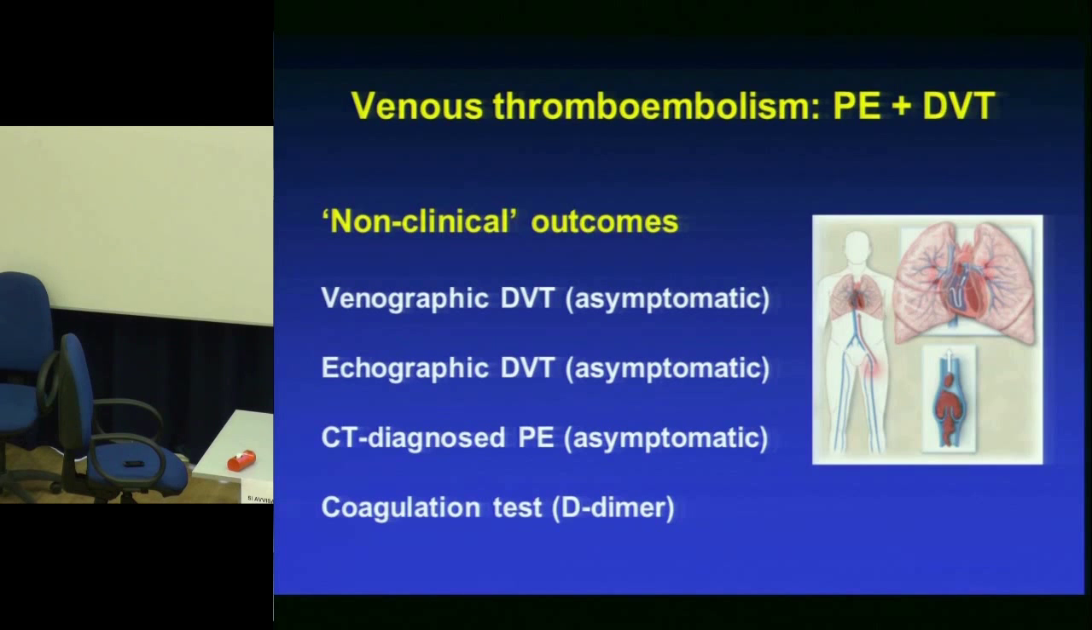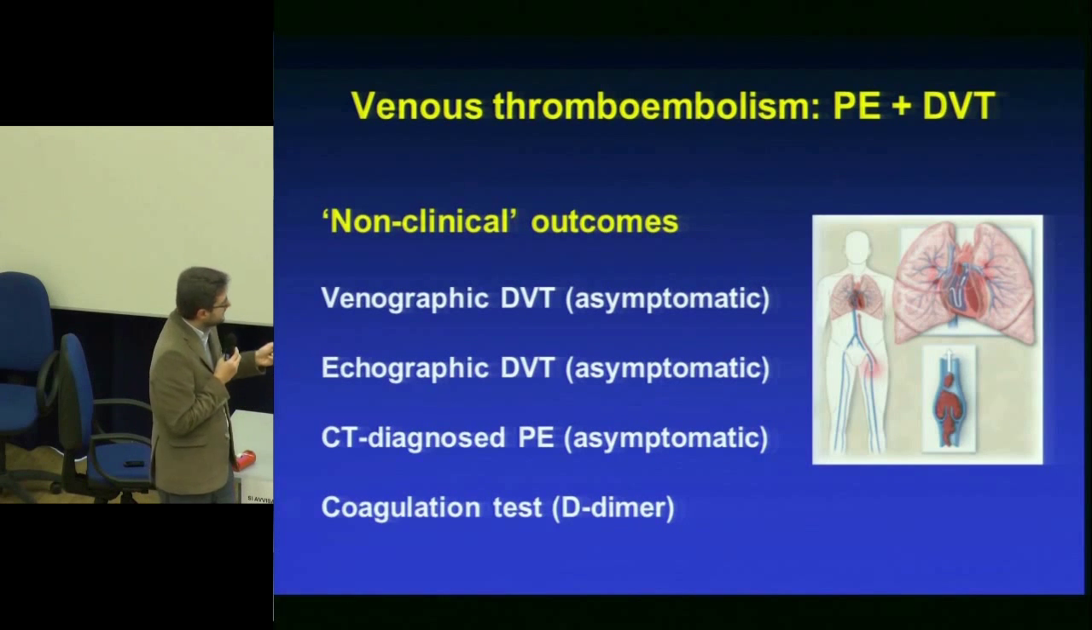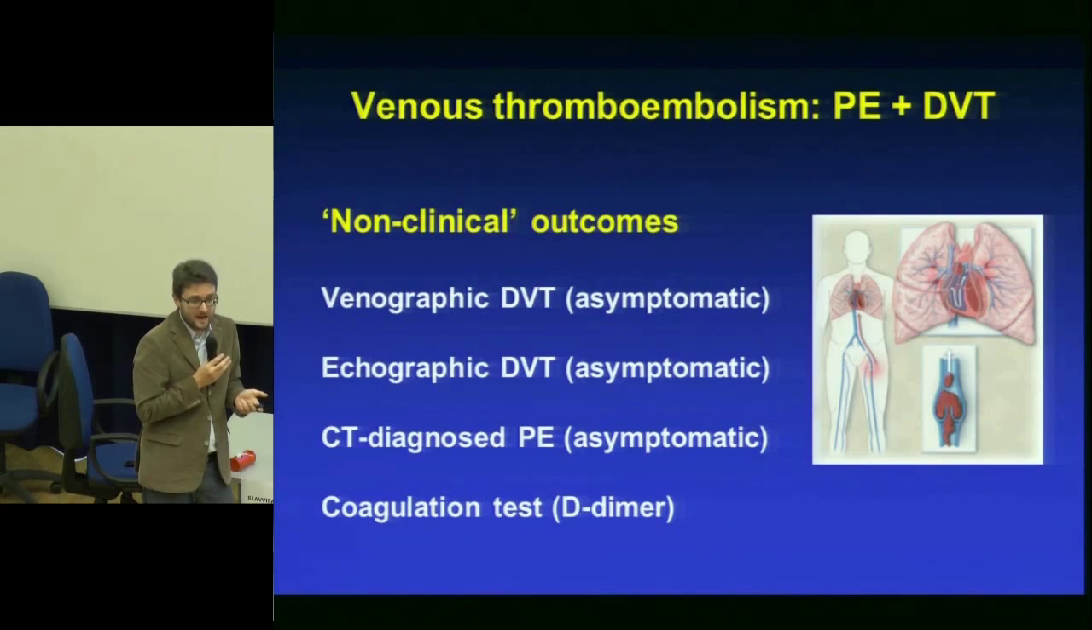Nowadays, sometimes echography, the ultrasound, is used to demonstrate that there is a thrombosis, non-clinically relevant, or we can also use a CT scan of the lung to diagnose a pulmonary embolism. And sometimes we can also use some coagulation test just to see if the coagulation is active. Of course, the first list of outcomes are better than non-clinical outcomes, at least from the point of view of the patient, because in that case, I don't feel anything if I am a patient. So I'm not ill.